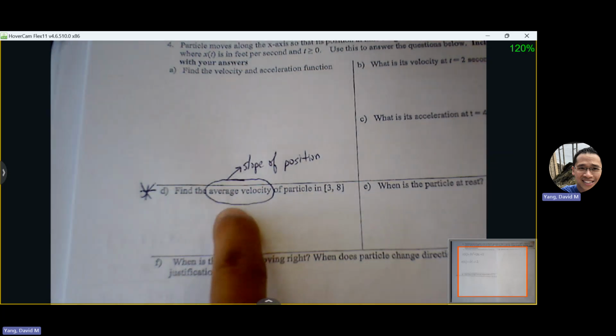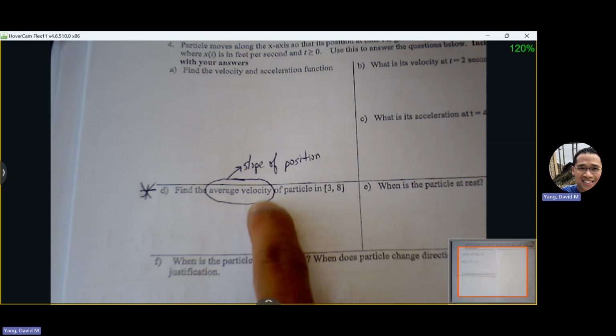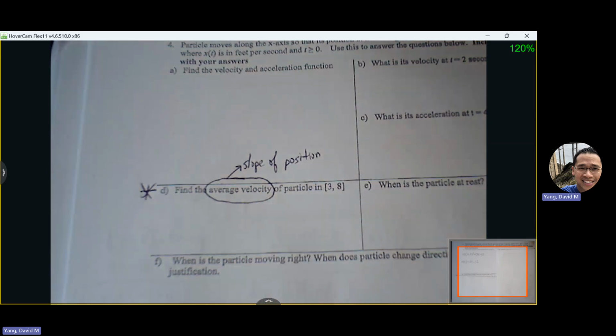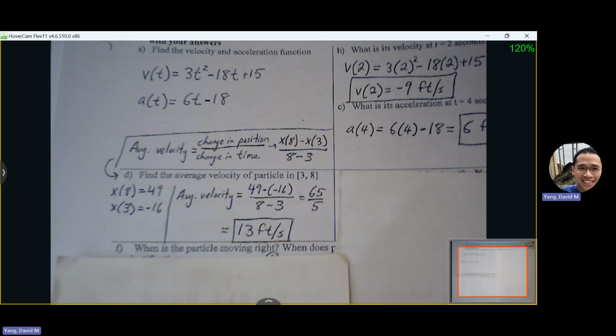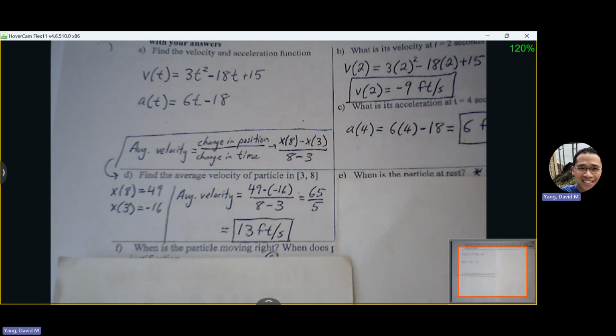If it says find the instantaneous velocity at a moment in time, then you'll use a velocity function, but average velocity is defined as change in position over change in time. So the acceleration, sorry, the velocity function will not give us what we need for this problem.